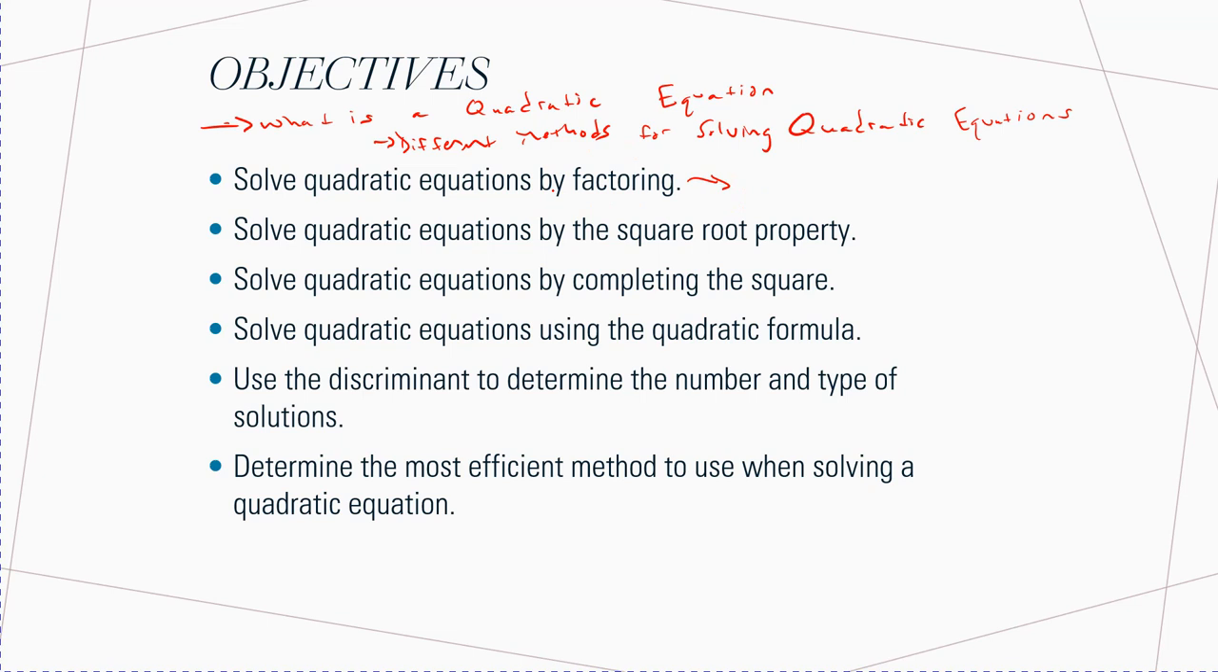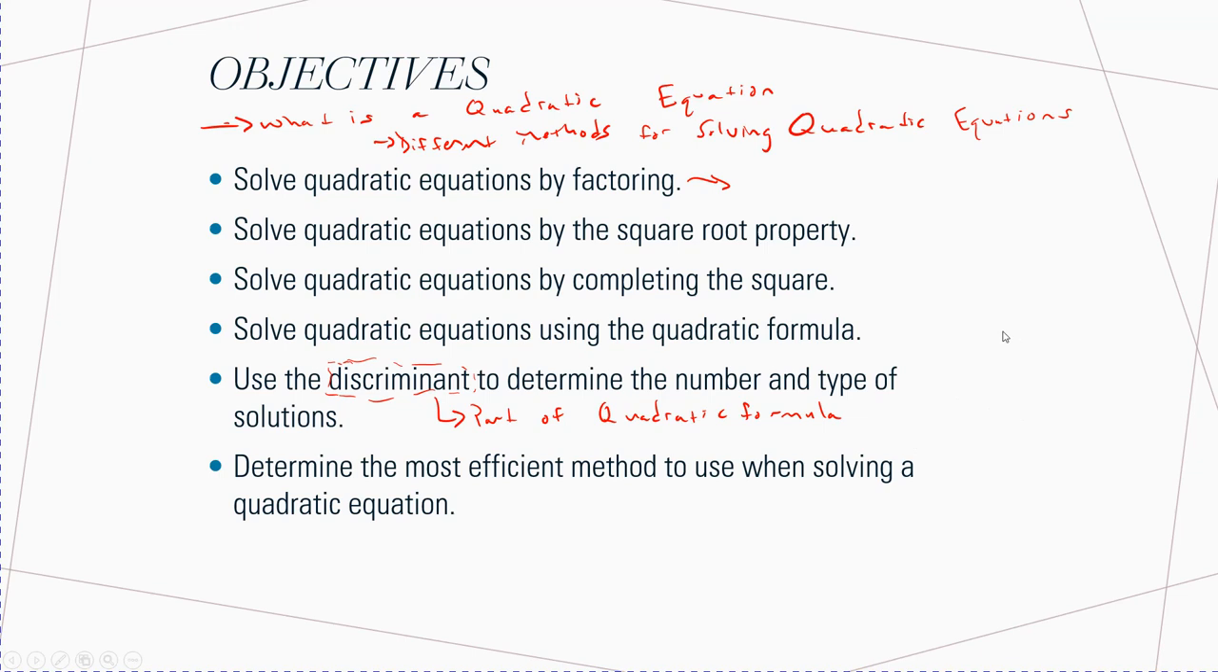Then I'm going to follow this up with a number of other videos that explain how to solve quadratic equations using the square root property, by completing the square, and using the quadratic formula. I'll also talk about what's called the discriminant, which is part of the quadratic formula. You'll see that in the coming lecture. It's used to determine the number of solutions. At the end, I'll put up a few extra problems and talk about the most efficient method to use when solving a quadratic equation.